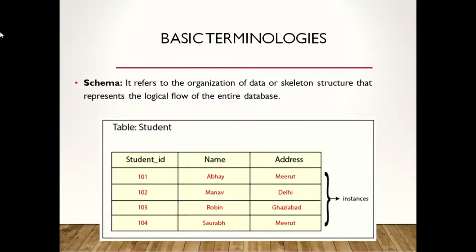Now what is a schema? Schema refers to the organization of data, or you can say it is the skeleton structure that represents the logical flow of the entire database. I have taken an example of a table. The table name is student. This is the particular schema of that database at a particular time. The different attributes we can see in this are Student ID, name, address. So this is an example of a schema.